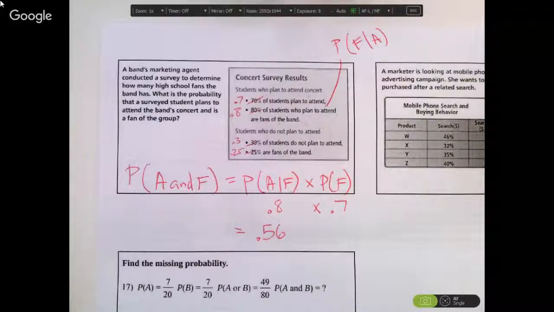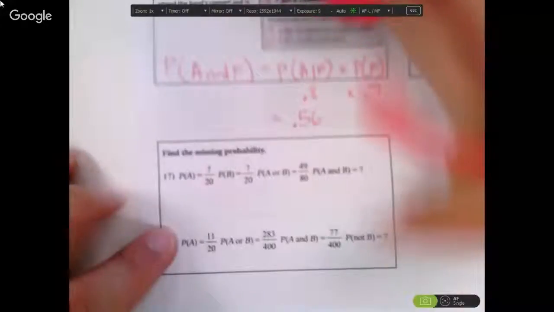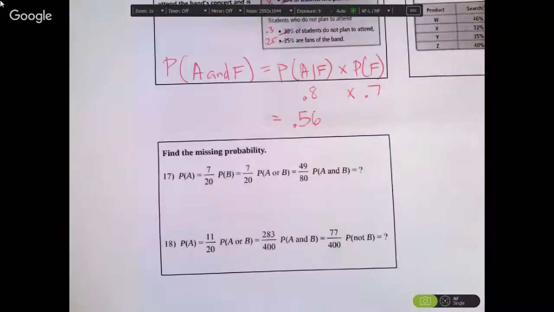We're going to go on to the last question here. It's probably 0.56. We're going to move on, and we're going to come back to it. I know, I'm sorry. You guys are so patient with me. We're going to jump down to these two questions.